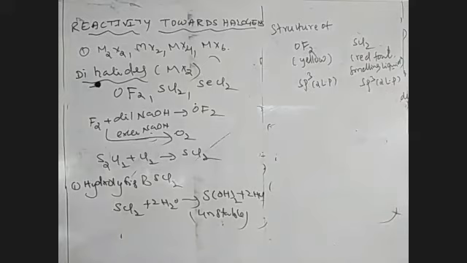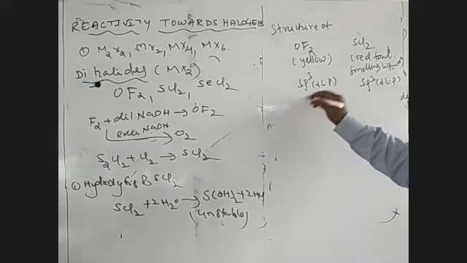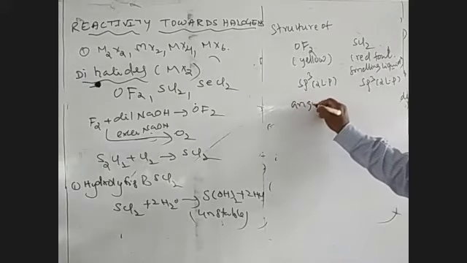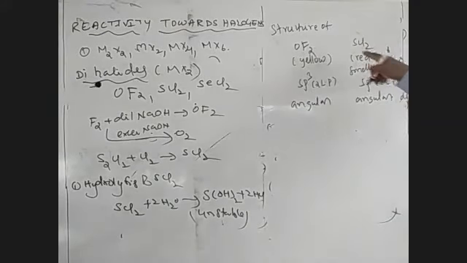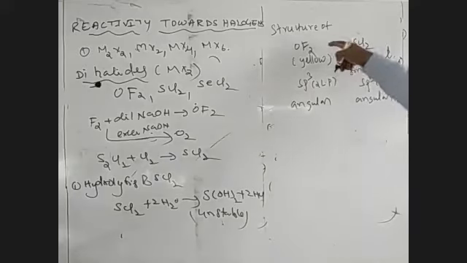In the OF2 molecule, the central atom oxygen undergoes sp3 hybridization and has 2 lone pairs. The shape of the molecule is angular. SCl2 also has an angular geometry. SCl2 is a red, pungent-smelling liquid. OF2 is a yellow gas.